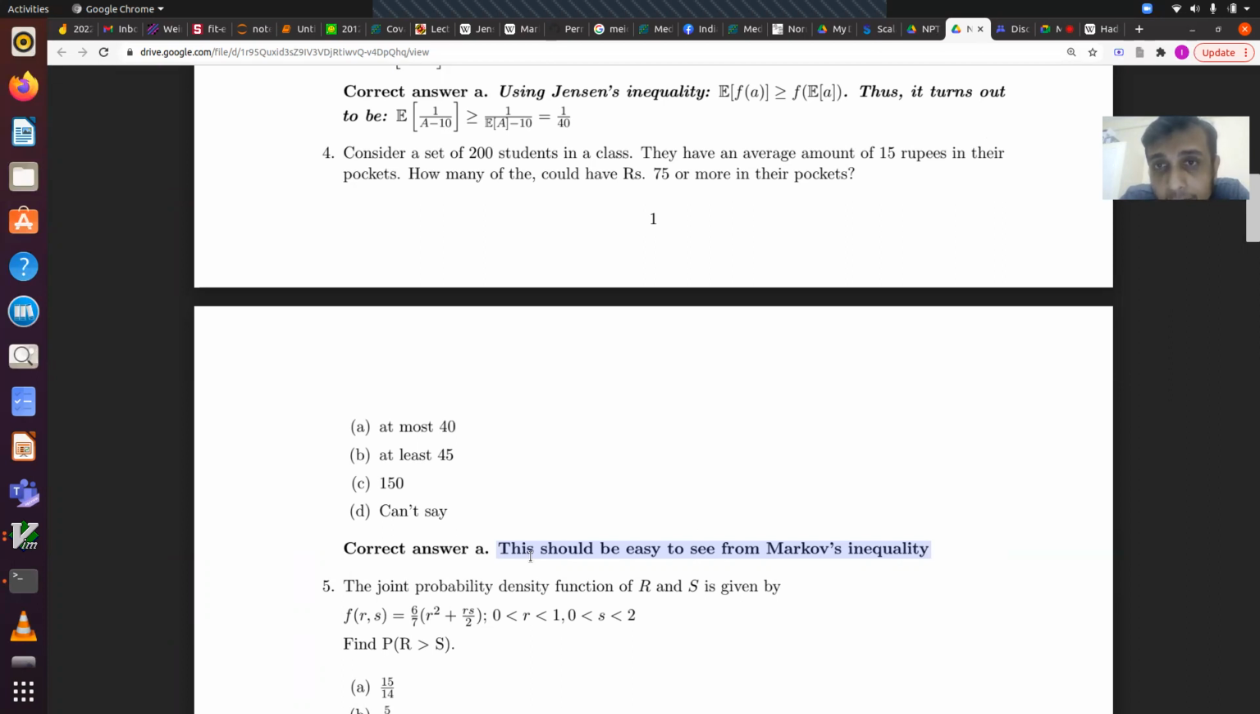Sir, can I say something? Yes, of course, please go ahead. Can you hear this? Sir, please solve this question. Question number 4. This could be easy to see from Markov inequality. Please. So should I go ahead and solve this, Professor? Yes, I think this is an old one, so yeah. Okay, so let me try.